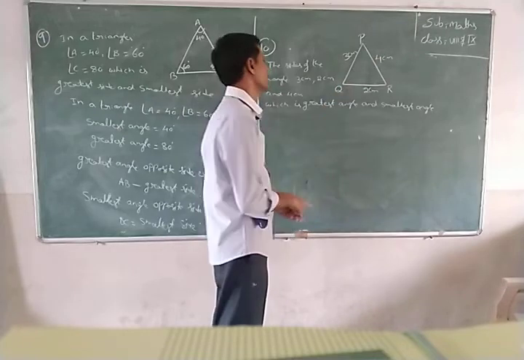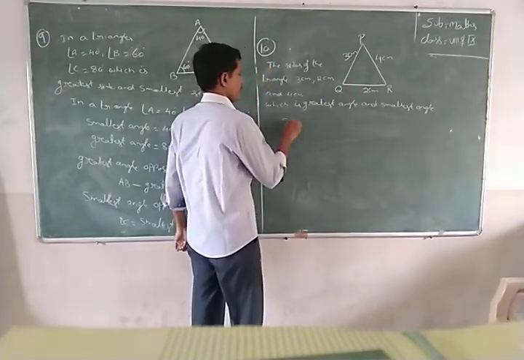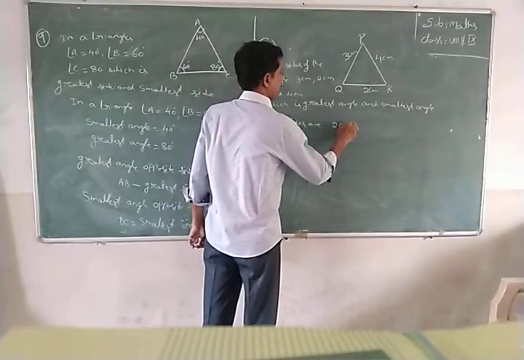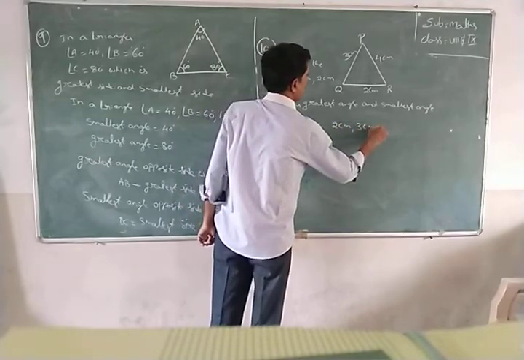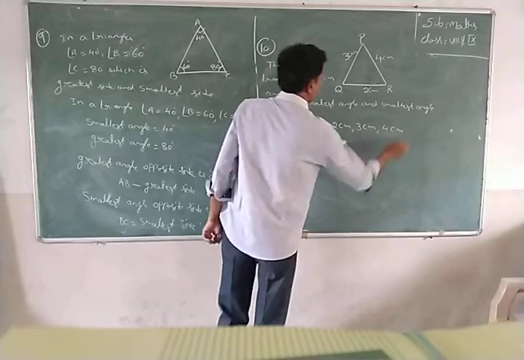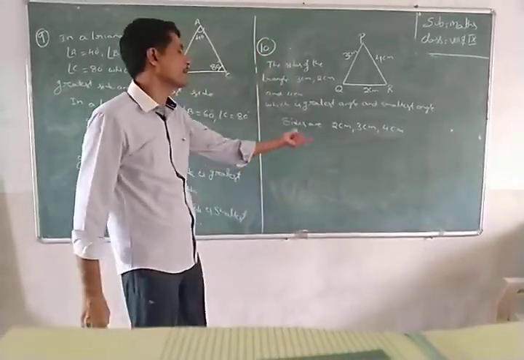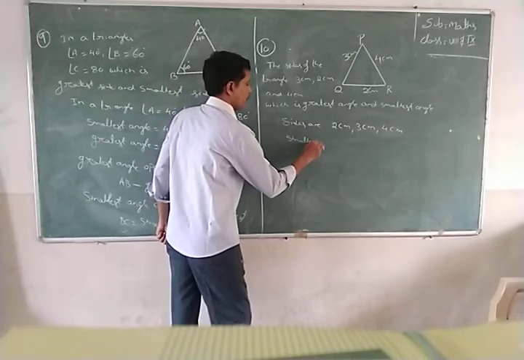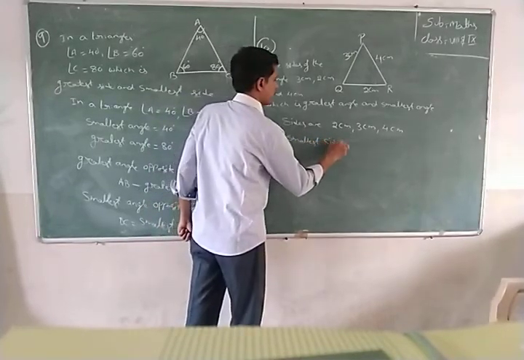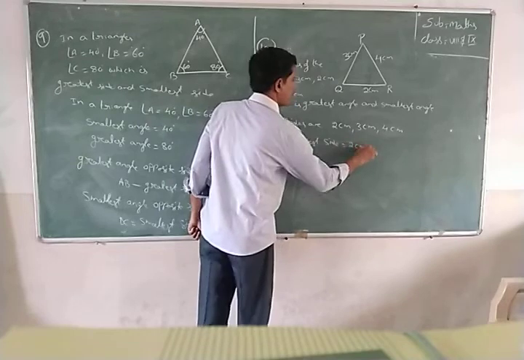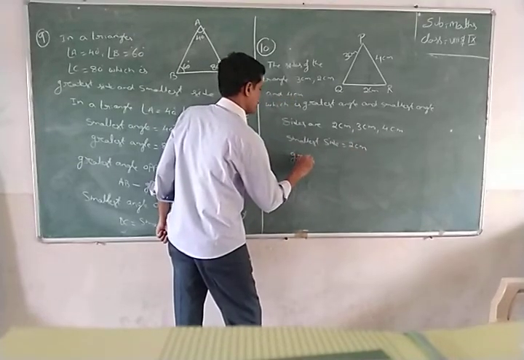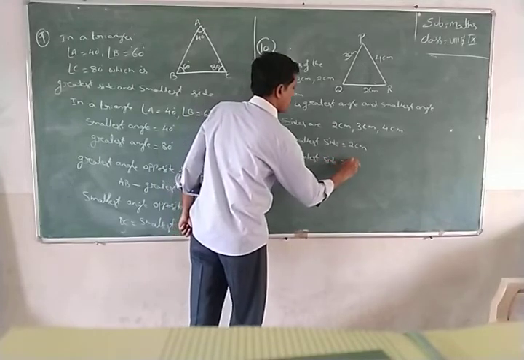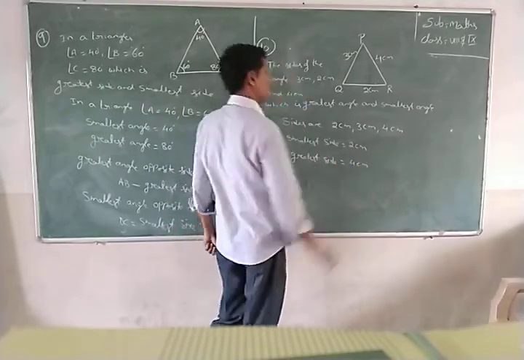So here the sides are 2 centimeters, 3 centimeters, and 4 centimeters. Here, what is the smallest side? That is 2 centimeters. The smallest side is 2 centimeters, and the greatest side is 4 centimeters. Okay.